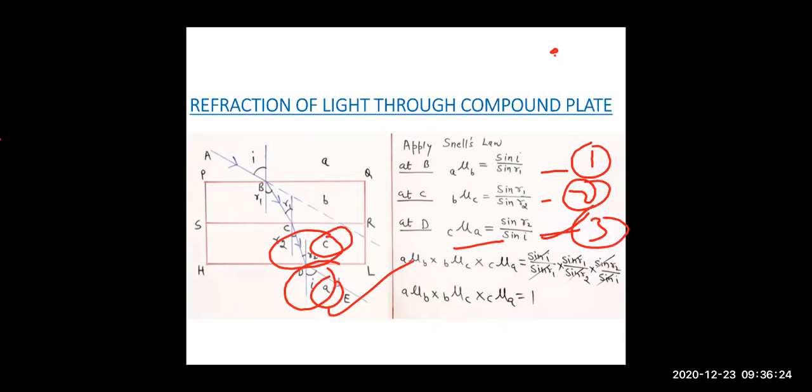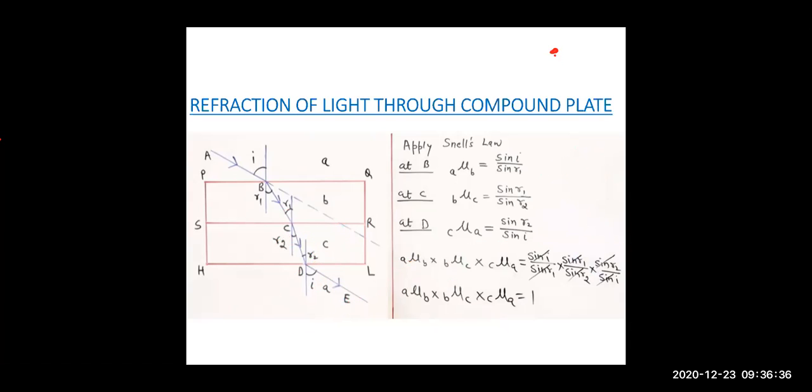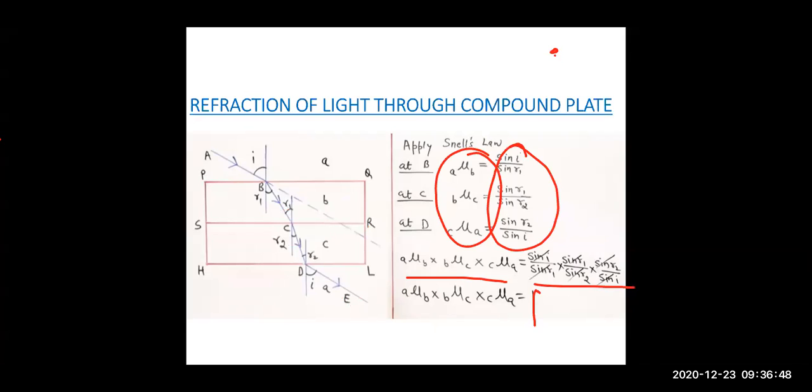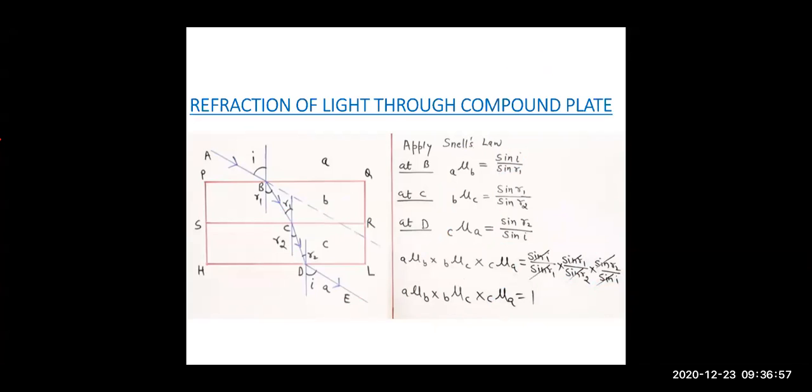Let's multiply the three equations. On multiplying equations 1, 2 and 3, the left hand sides will be multiplied and the right hand terms will be multiplied. You will see that the sine terms get cancelled and you get the answer as 1. So this is the refraction of light through a compound plate, and this concept is used in numericals.